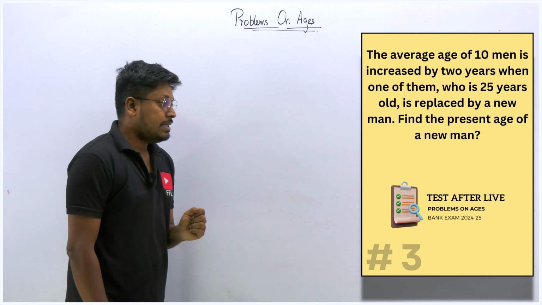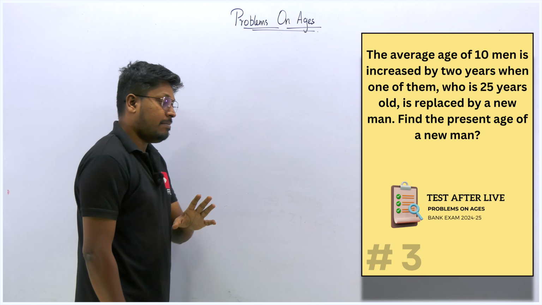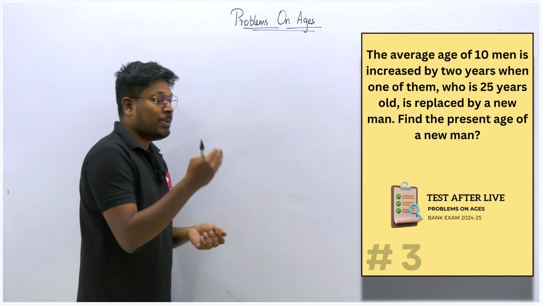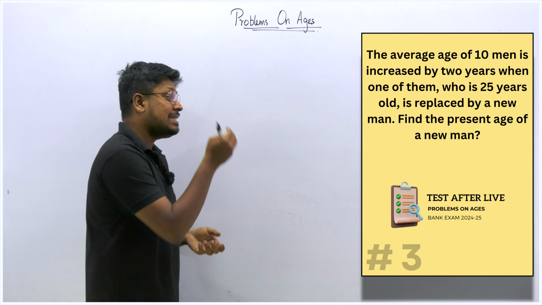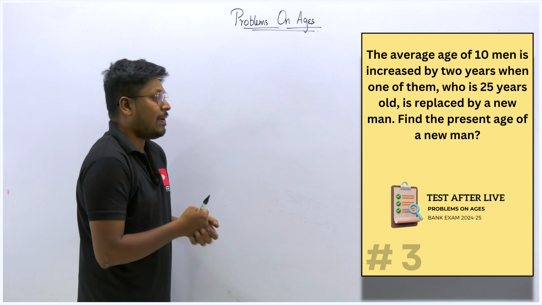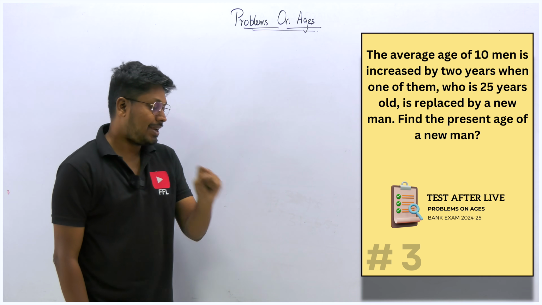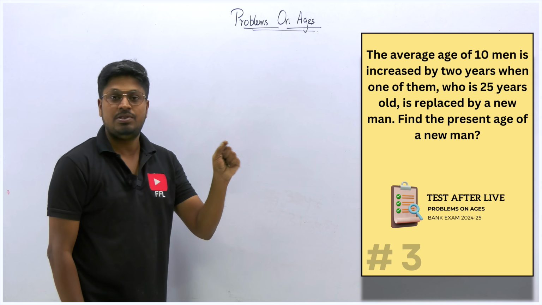Third question. The average age of 10 men is increased by 2 years when one of them, who is 25 years old, is replaced by a new man. Find the present age of the new man. So what is our target? Our target is to find the present age of the new man.